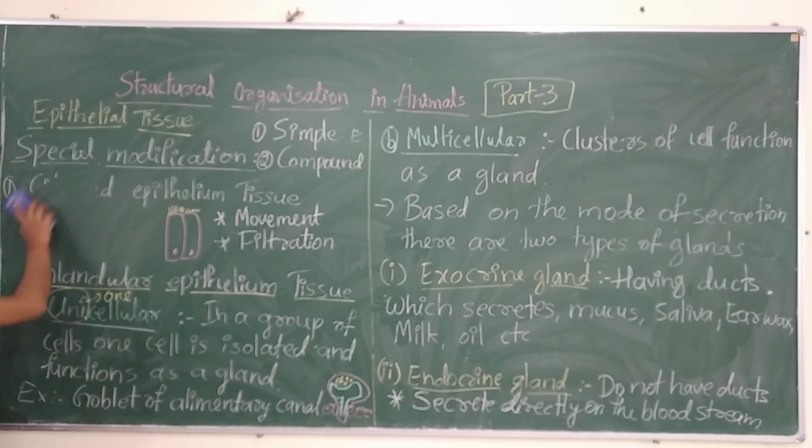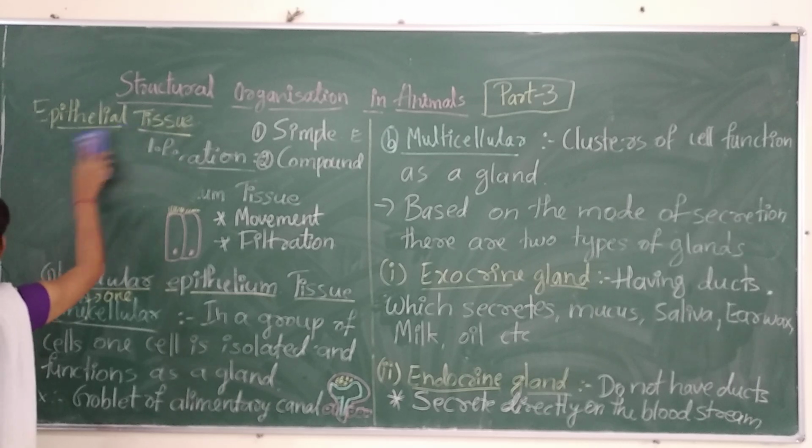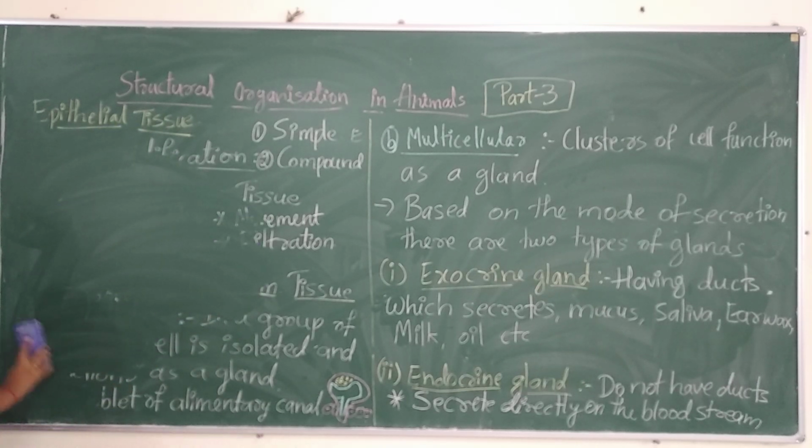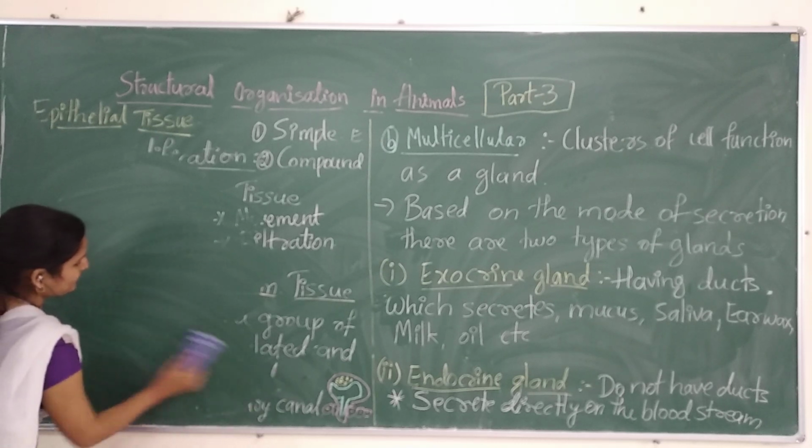So tell me why the heart-forming cells are present in the heart region only, why not in other parts of the body?